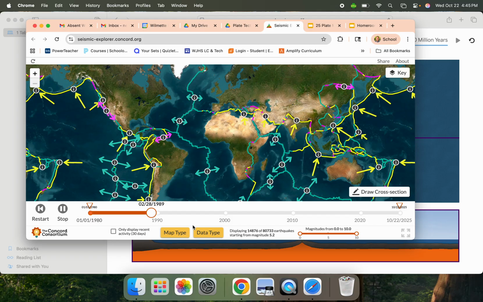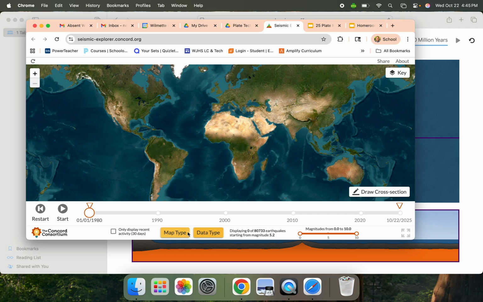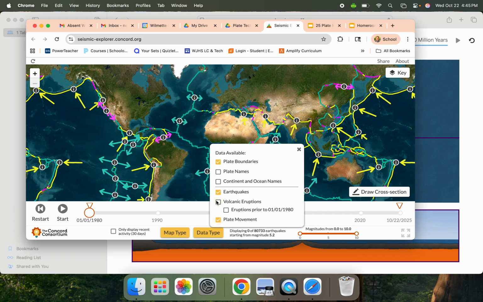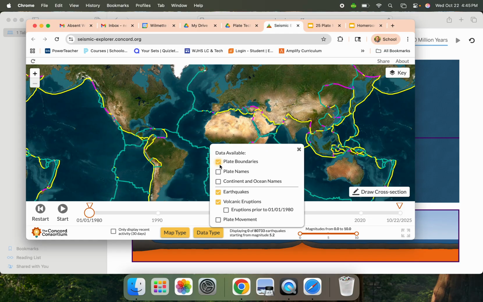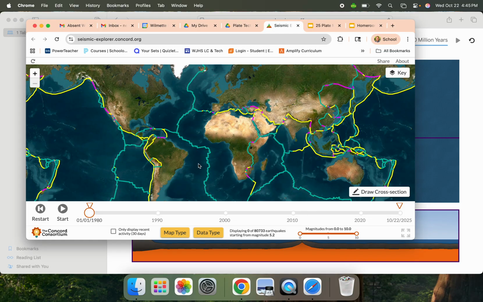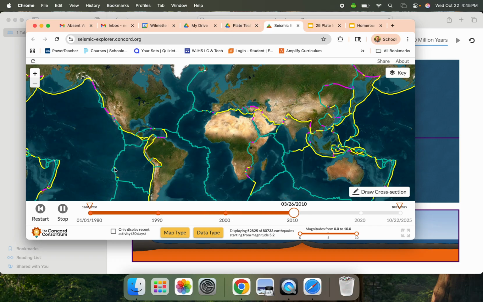For some reason this is not showing up. Interesting. Let me hit reset. So I'll do it again. Plate movement, volcanic eruptions, and then I would just compare which one, divergent or convergent, has more and why. Interesting. You'll see which one has more dots or volcanoes. Mine's not showing up now, but it will when you do yours.